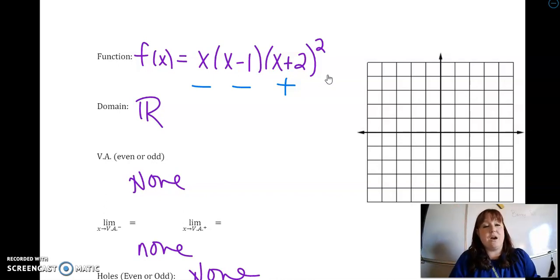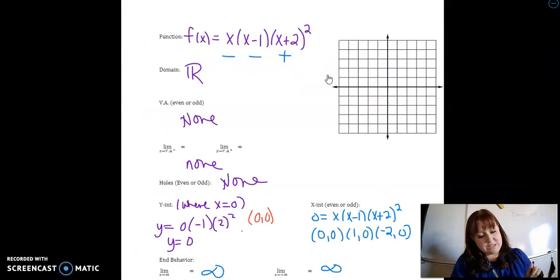So let's sketch it. All right, it has no asymptotes, no holes. All we're going to do is we're going to sketch these intercepts. So first we're going to sketch that y-intercept. Then we're going to sketch the x-intercepts. That one is the same as the y-intercept. And then we have this one and this one.